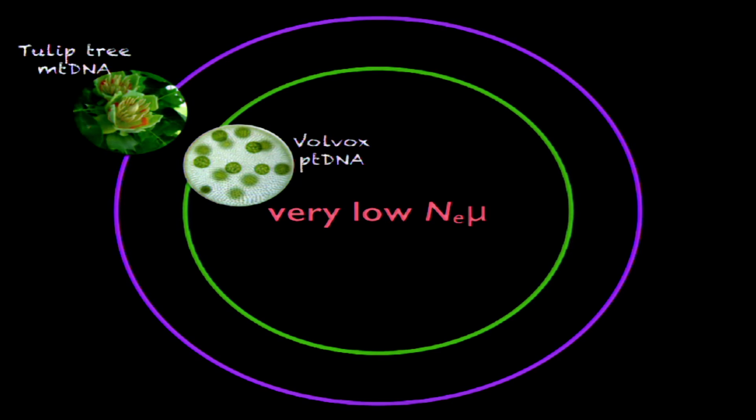And surely you see that some of these very embellished organelle genomes, such as the Volvox plastid genome, which again is very bloated, or some of these land plant mitochondrial genomes like that of the tulip tree, which are very inflated, have very, very low measurable levels of Ne mu, which supports the hypothesis.